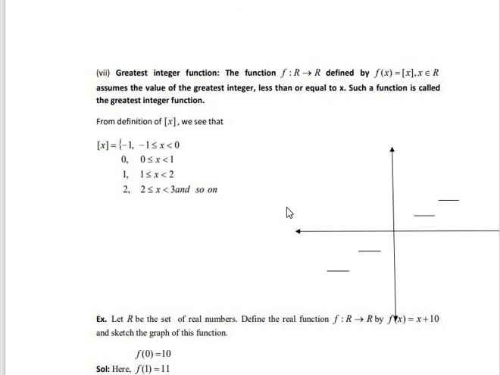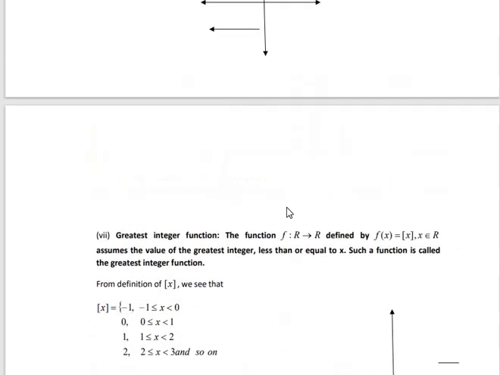Suppose in your exam you are given a question like this. Suppose this graph is given and you have to name this graph. You have to remember that this graph is for the greatest integer function. So in this way also, from the graph itself, you have to remember that the particular graph is for the greatest integer function.